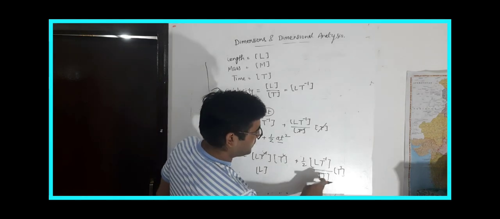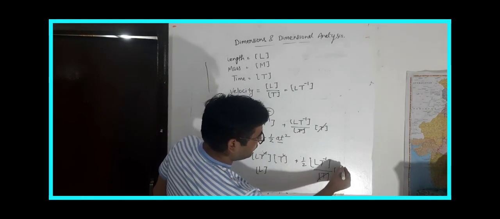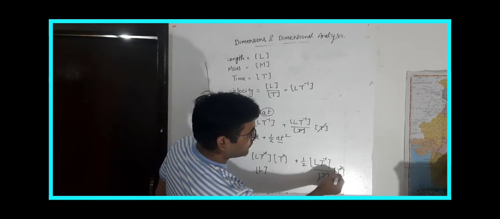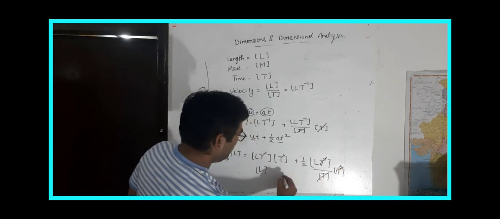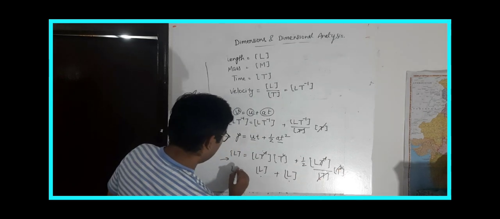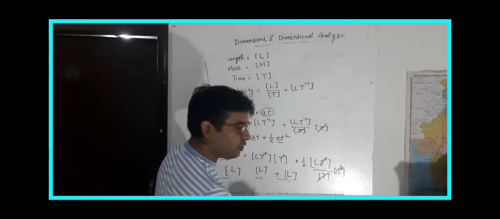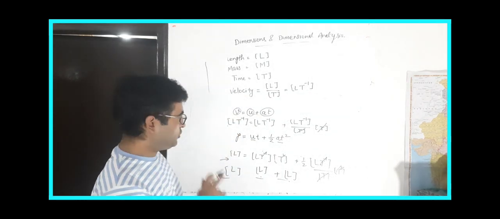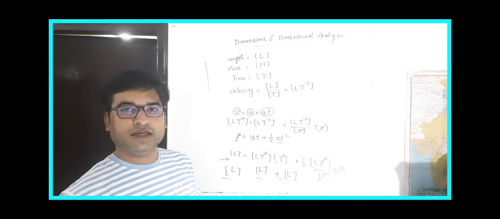नाउ वी विल चेक दिस टर्म. सो t 1 पावर कैंसिल होगा और इससे -1 t ये कैंसिल आउट हो जाएगा. सो वी विल लेफ्ट विद l. So L. So in this way we see all the formulas. Make sure that they should be dimensionally consistent.